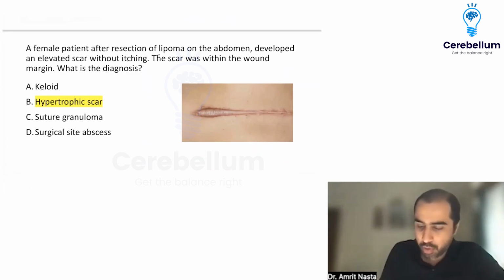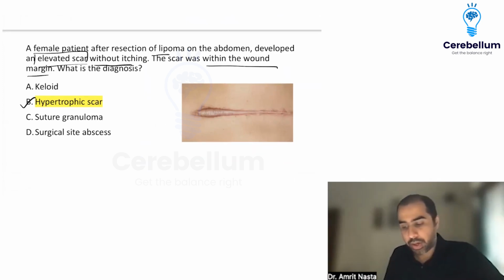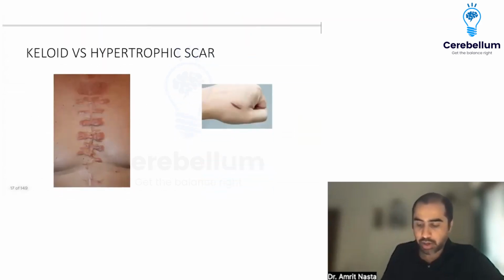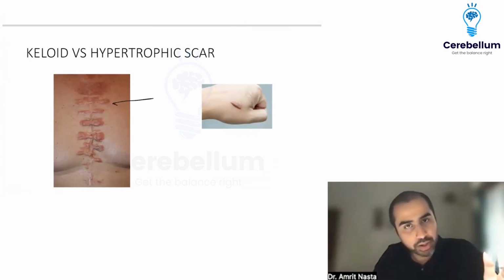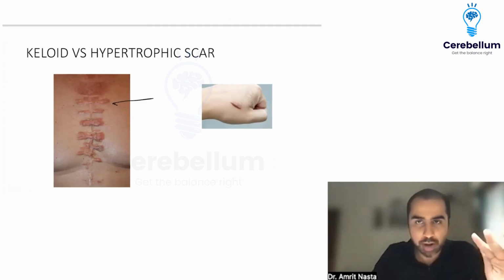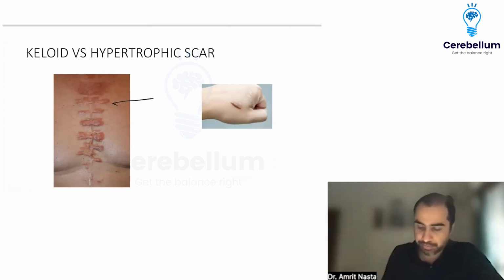After resection of lipoma, she developed an elevated scar, which you can see here, but it was non-itchy. And it was within the wound margin. So this is going to be hypertrophic scar. Okay. Keloid will be like this. It will be very ugly looking. I will show you over here. See how keloid looks. It goes outside. So yeah, absolutely right. Keloid is beyond the skin margin. And this, I have told you, it is within the wound. Wonderful.